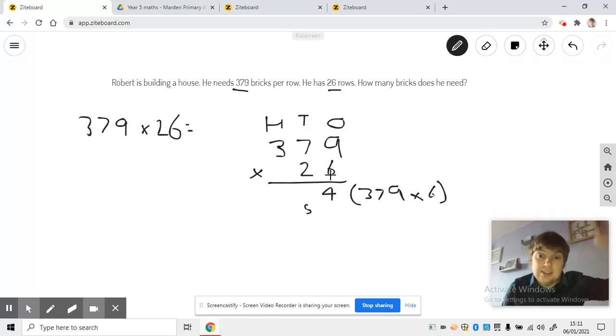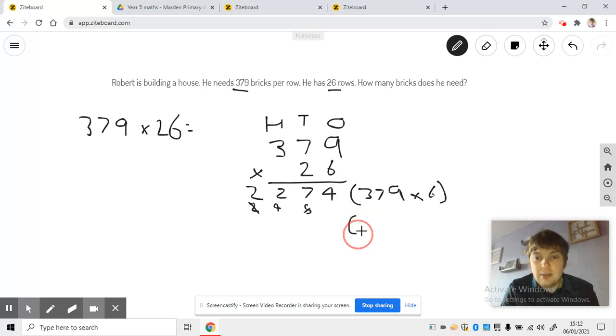We then do 6 multiplied by 7 tens, which gives us 42 tens. Add on this 5, that is 47 tens. And then we do 6 multiplied by 300, which would give us 1800. Add the 4, it's 2200. So 22, which we can look at as a 2 here, and 2 there, or 200 and a 2000. And we complete it that way. So we know 379 multiplied by 6 is 2274.